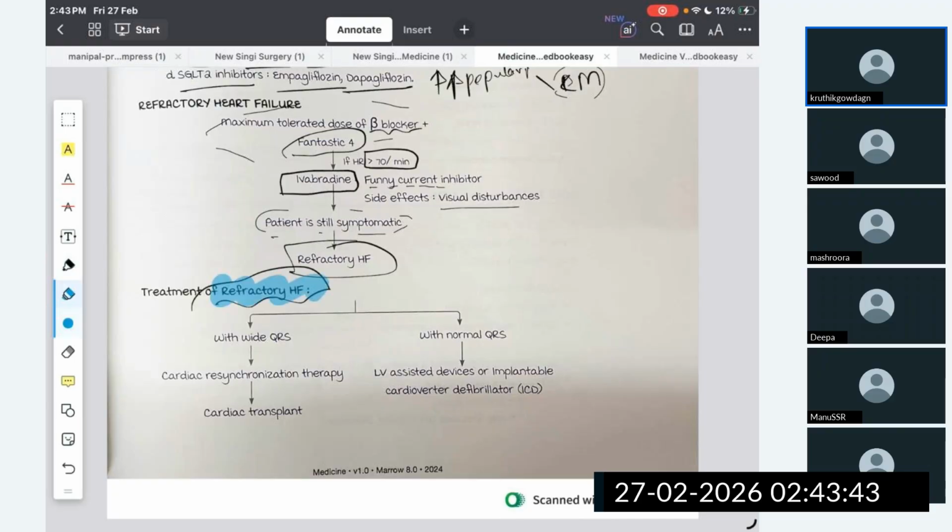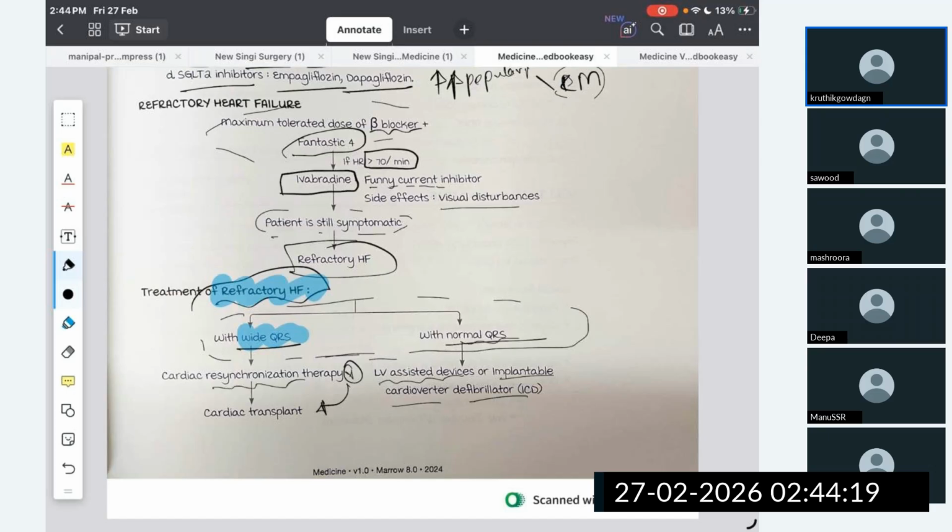If the patient has wide QRS, we will consider cardiac resynchronization therapy. If that is not done, then we can consider cardiac transplant. With normal QRS complex, we will give LV assist devices or an implantable cardioverter defibrillator. You will understand why these things are done. Why, if wide QRS complex is there, we do cardiac resynchronization, and if there is normal QRS, why we give an LV assist device, when we discuss arrhythmia.